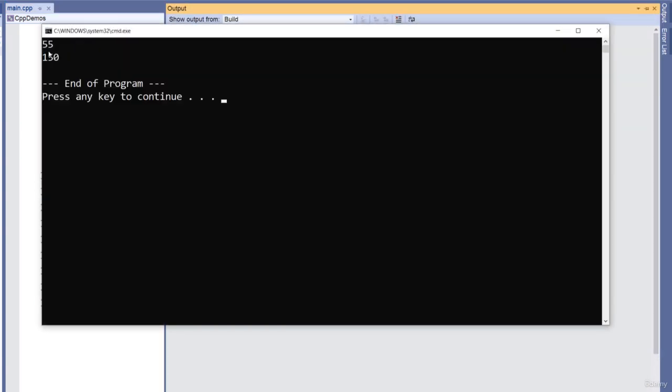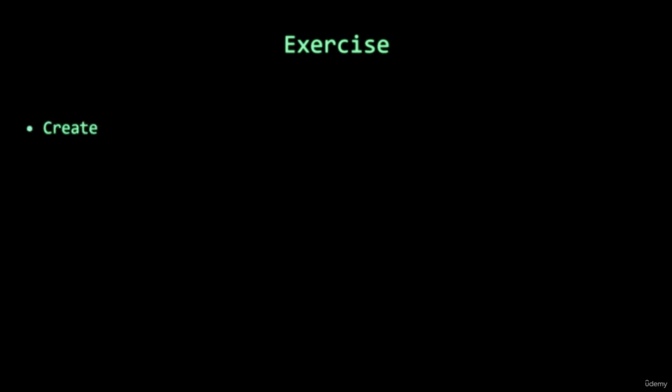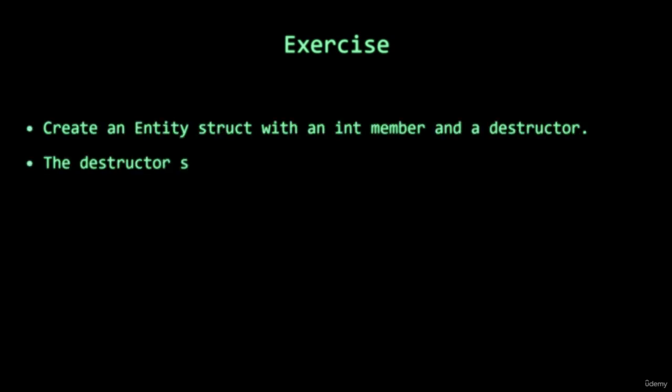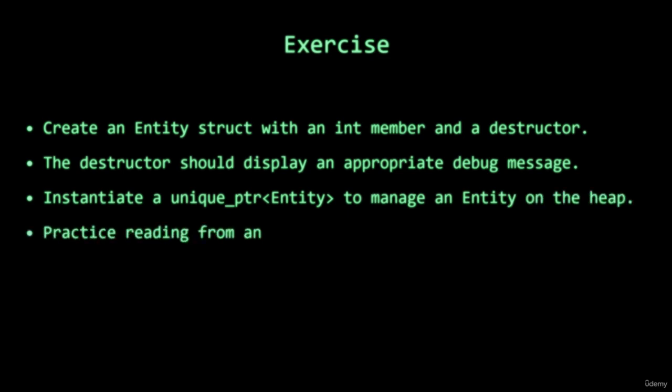Build and run that, and we get 55 and 150 printed out. For a quick exercise, just to get you typing and to get you experimenting with this, go and create an entity struct with an int member and a destructor. The destructor should display an appropriate debug message.